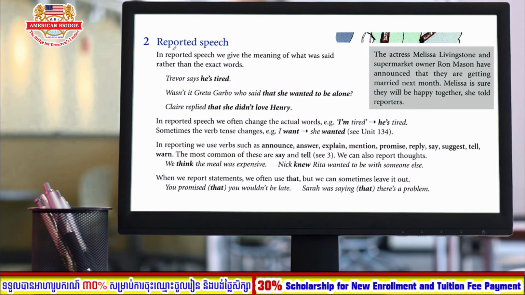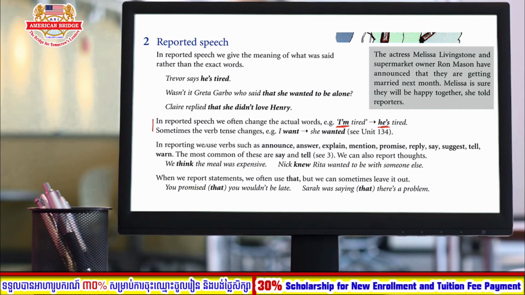So reported speech means we give the meaning or the information of what was said rather than the exact words, which means we report what other people have said in our own words. So here, Trevor said he's tired. Wasn't it Greta Garbo who said that she wanted to be alone? Claire replied that she didn't love Harry. Actually here the example is the reported speech, and they changed the pronoun from the speaker to someone else. Here, I am tired, and then to he's tired. And most of the time the verb changes as well. It changes from present tense into the past tense, but we are not going to focus on this aspect in this video.